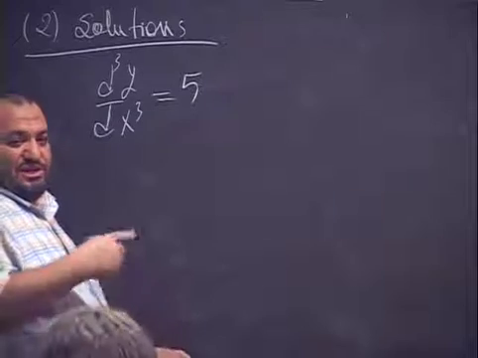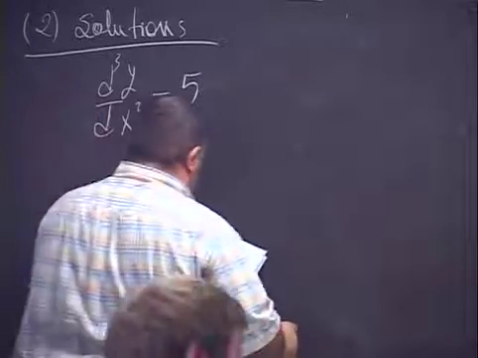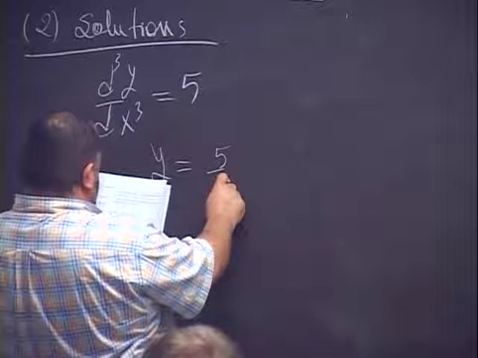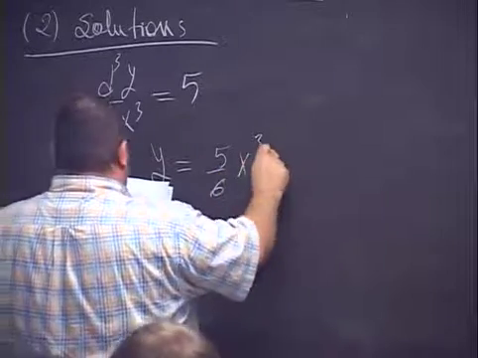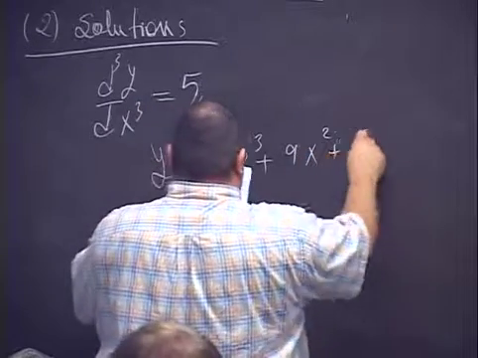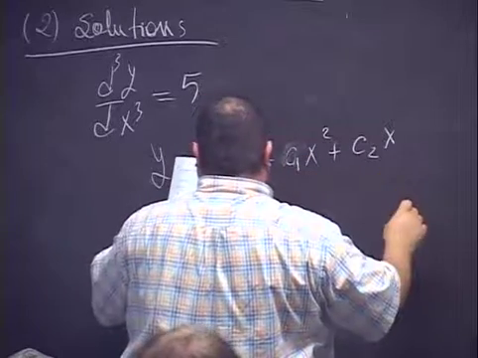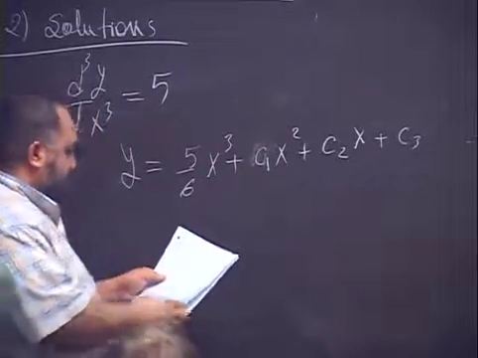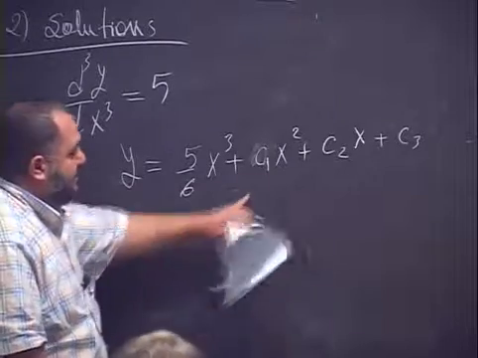You will integrate it 3 times. So this will give you y equal to what? 5 over 6 x cubed plus 9 x squared plus c2 or c1. c1 x squared plus c2 x plus c3. So how many constants here? 3.